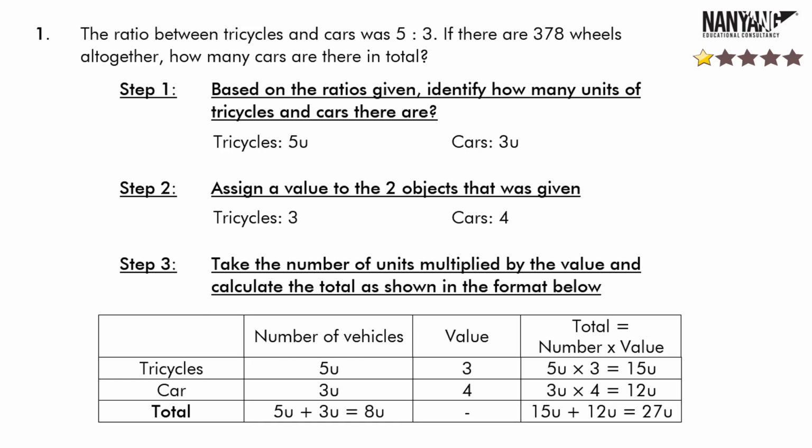Our next row, we write down the total. This row we can find out the total number of vehicles, which is not really needed in this question. But the most important here is the total for number times value. We take 15 units plus 12 units equals 27 units.